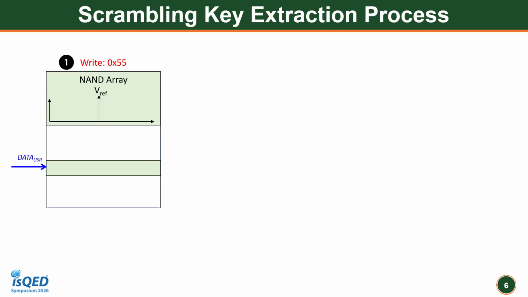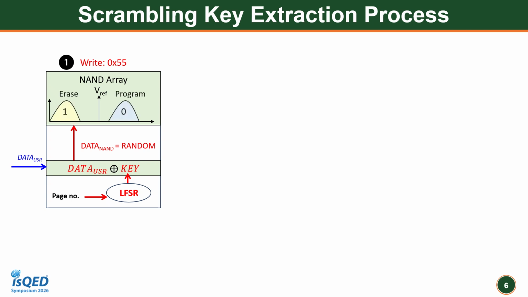In our scrambling key extraction process, we first program one data set into the NAND flash array. In this example, we give all 55 as the first pattern that we will program into the NAND flash array. So the 55 pattern that we put in will get XORed with the key based on the page number, and that will make the data that gets programmed into the NAND flash randomized. And as you can see here in the threshold voltage distribution in the NAND array, the erase state and program state will be equally distributed, 50-50.